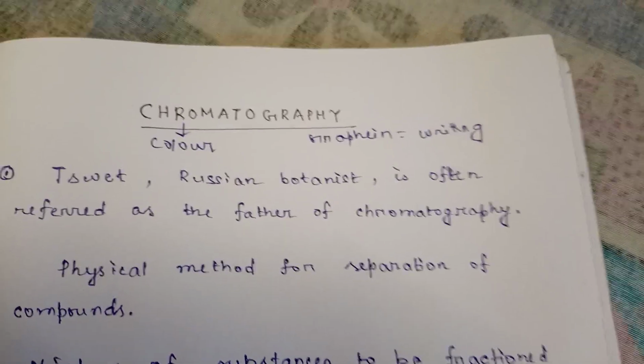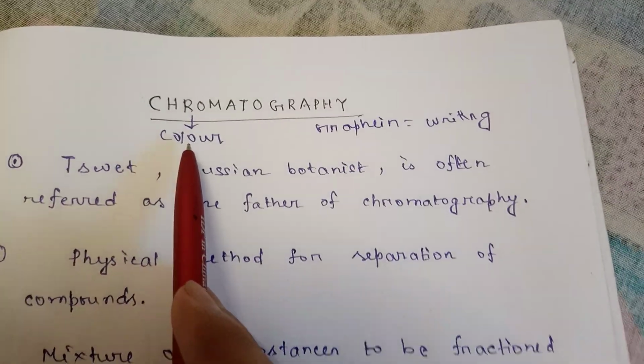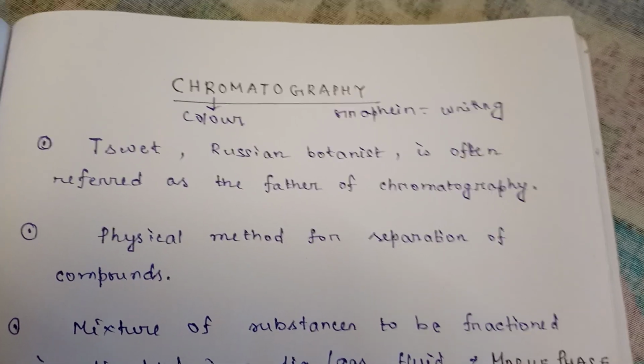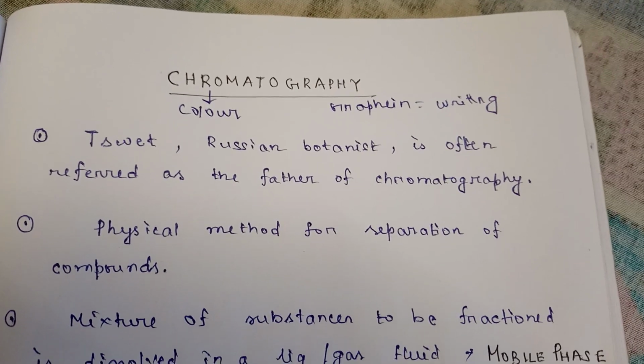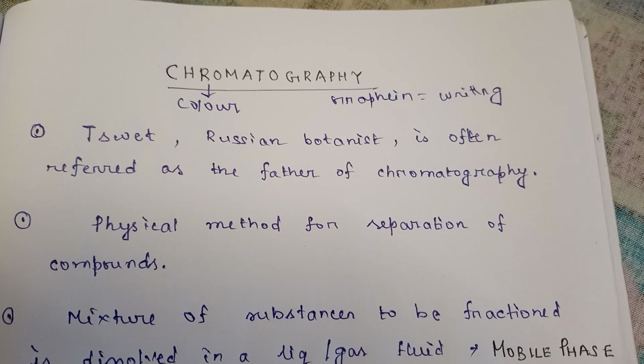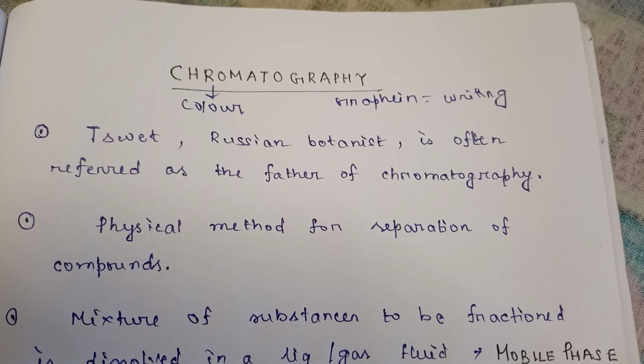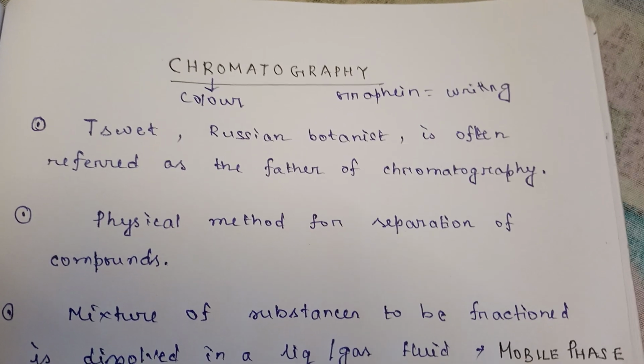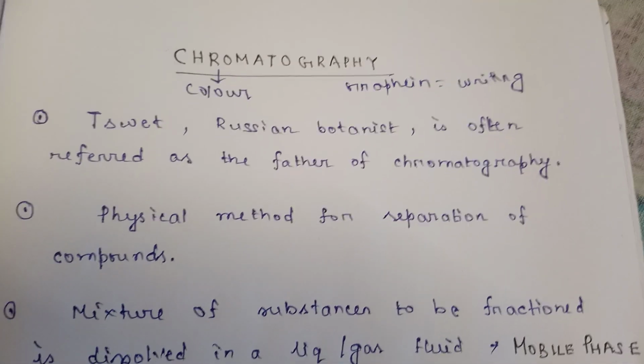So here you can see, chroma in Greek means color and graphene means writing. Actually, Russian botanist Tswett, who is also called the father of chromatography, used some techniques to separate some plant pigments like chlorophylls, xanthophylls, etc. And he got some color bands. That's why it is called chromatography.